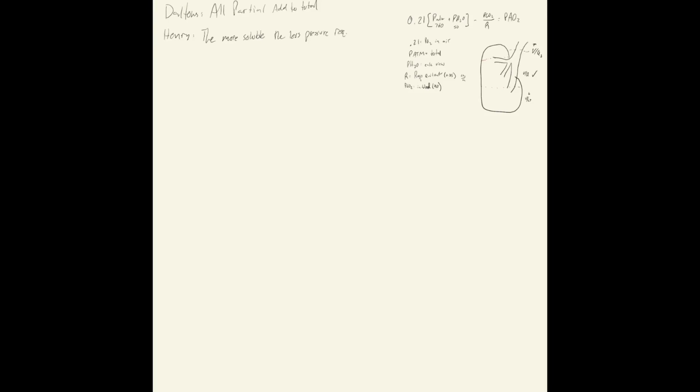For the final video for this unit, first I'm going to talk about Dalton's and Henry's laws. So Dalton's law states that all partial pressures add up to the total pressure. So if we take the pressure of O2, the pressure of CO2, the pressure of nitrogen that's in the air, plus all of the other things, it would equal P total. These pressures equal the total pressure altogether.